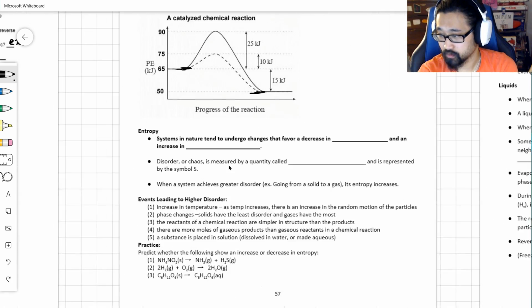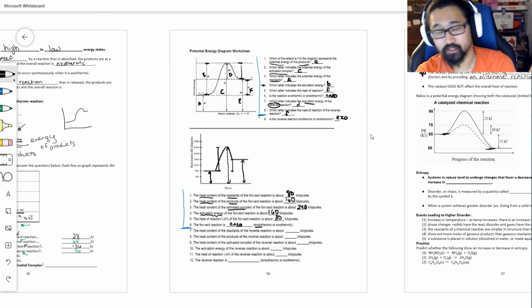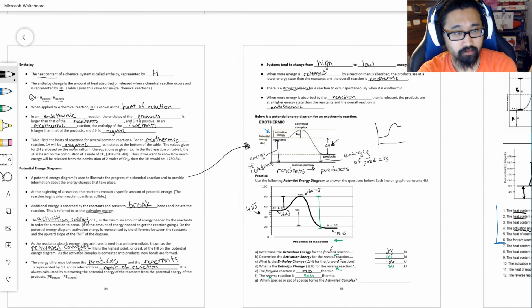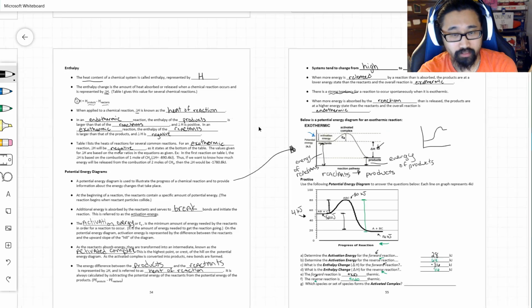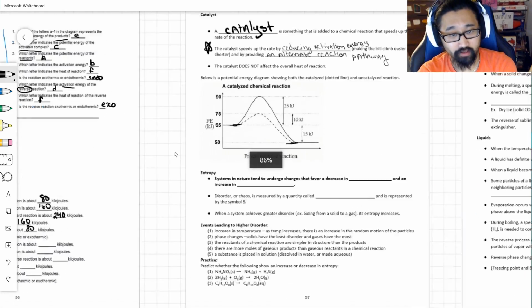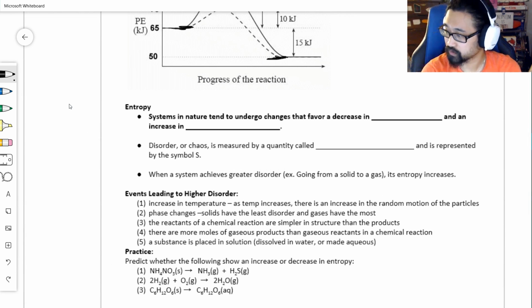Entropy, I want you to notice that entropy looks like enthalpy, right? Enthalpy has an H, it means heat. Entropy has an R, which in this case kind of stands for randomness, right?